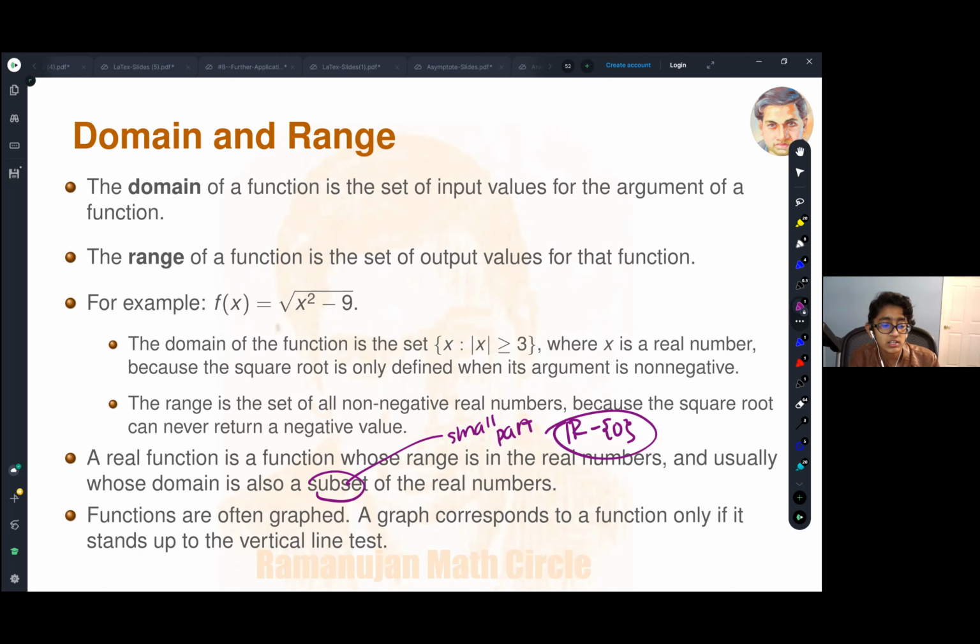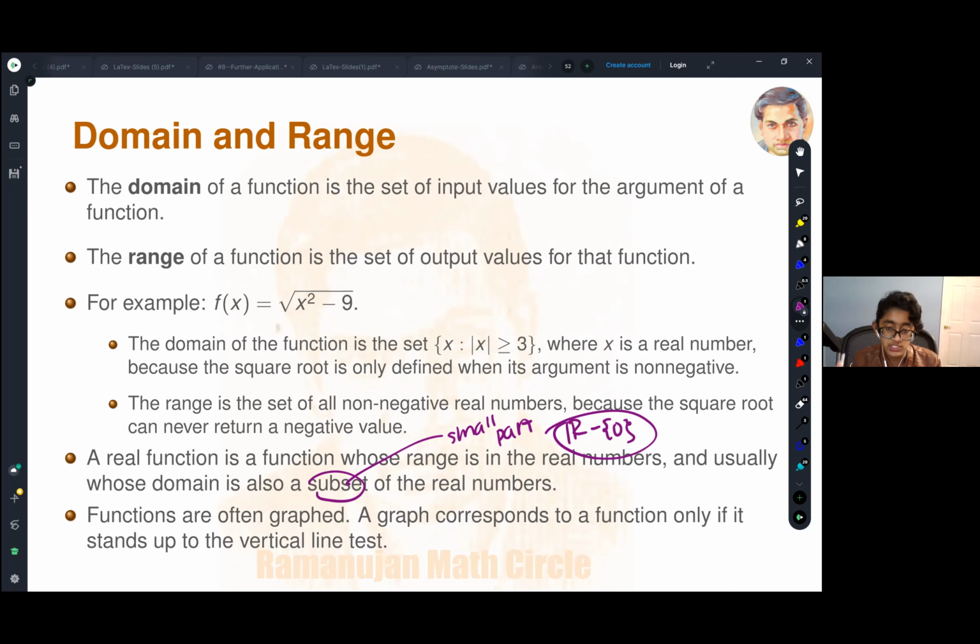And a real function is a function whose range is in the real numbers. So again, that's the same idea. And generally when we look for domain and range, we look for the real values that work. Unless, of course, we're dealing with complex numbers, which we will talk about a little later.